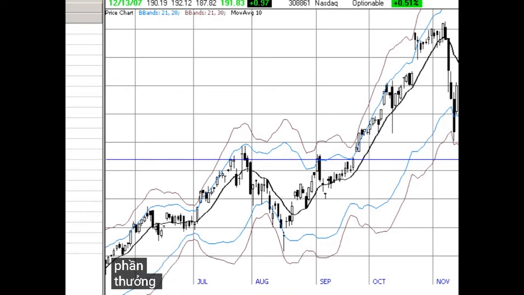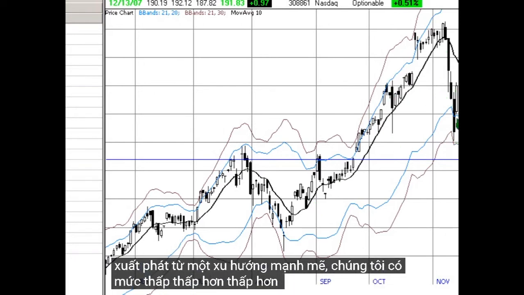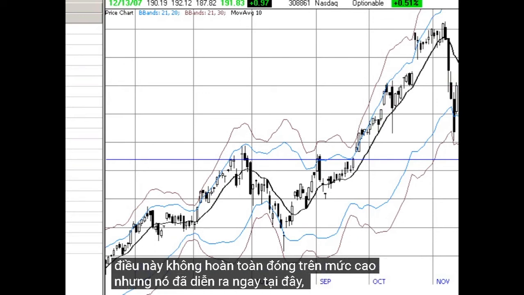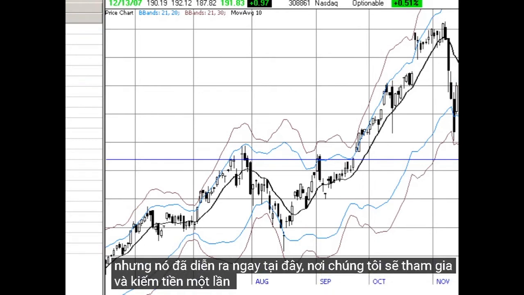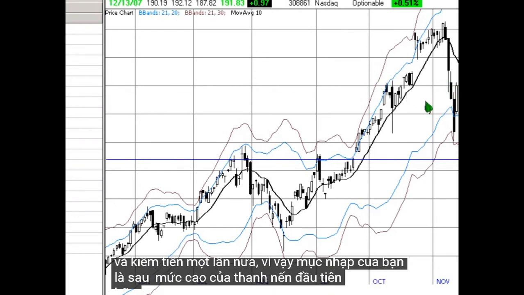Okay. Here's a swing low. Okay, still coming off of a strong trend. We have a low, lower low, and a higher low. And this thing didn't quite close above the high, but it did right here, where we'd enter and make money again. Okay, so your entry is after the high of the first candlestick.